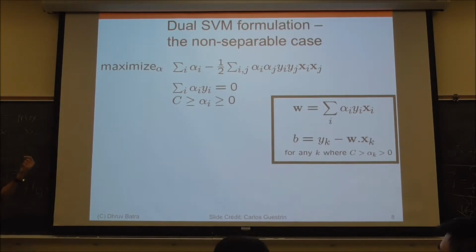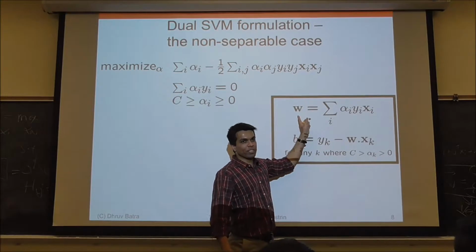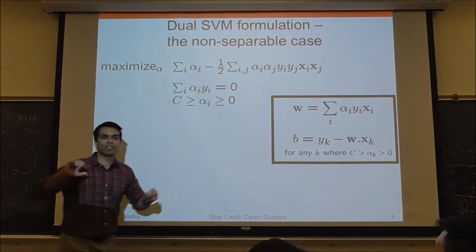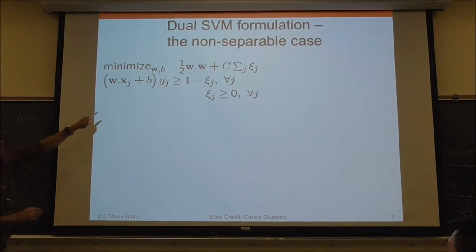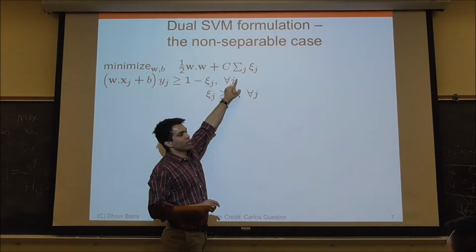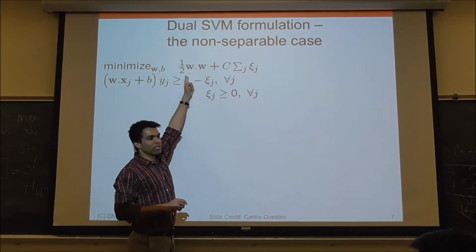What happens if you set C to zero? Alphas will be zero. Exactly. Alphas will be zero. W is the summation of alpha times y i times x i, that's the thing that we derived, and so the weight vector will be zero. That's the same thing that we looked at from the primal perspective. Setting C to zero means not caring about the violations, so the optimal weight vector is the zero weight vector.